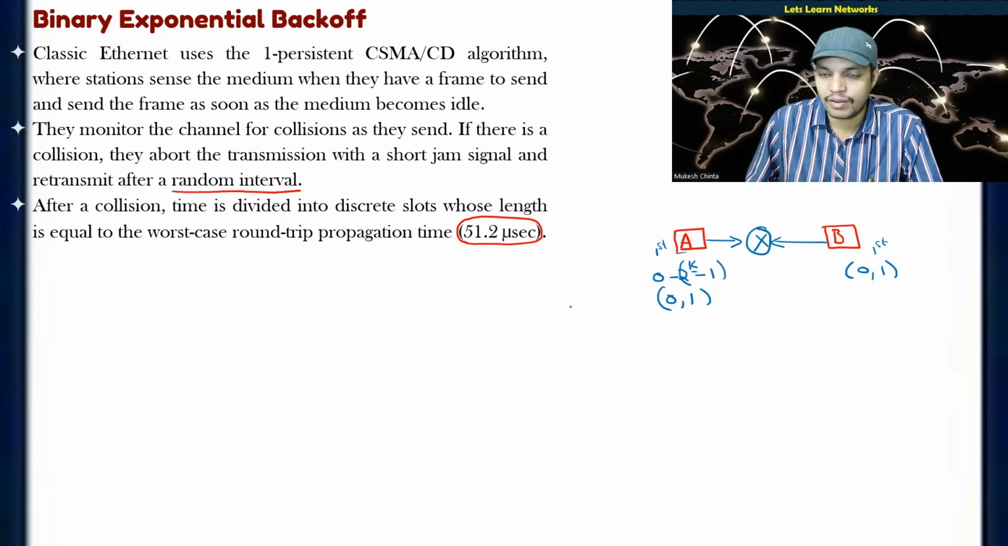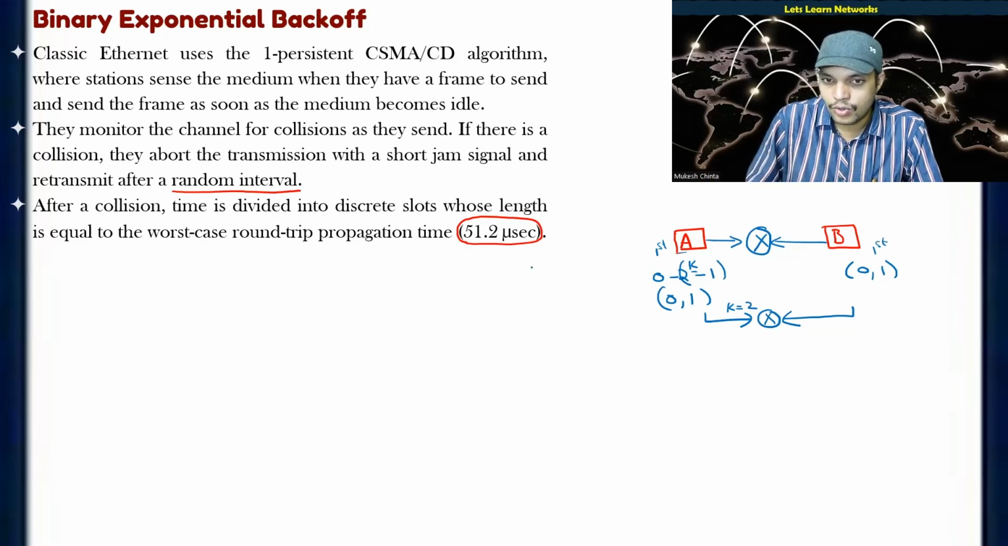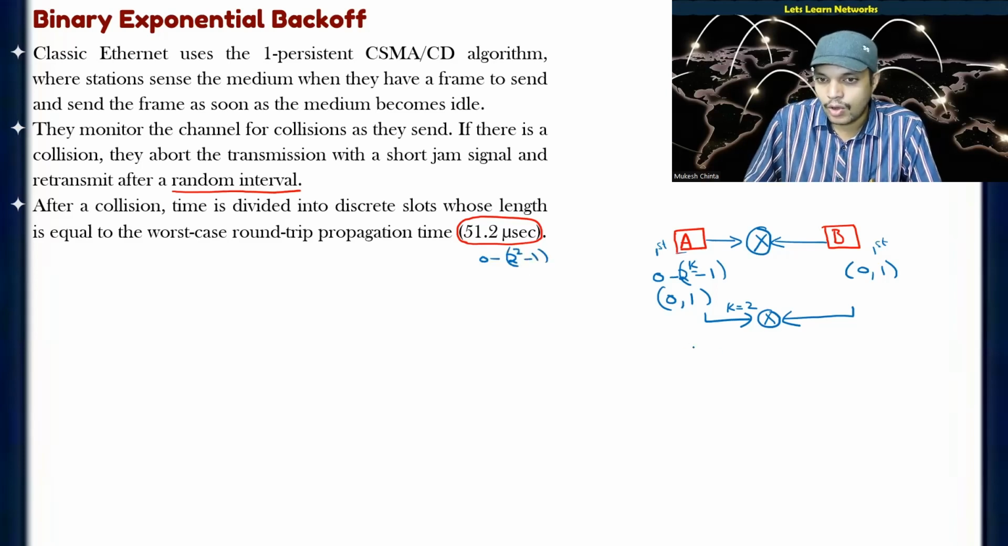That means they do not want to wait any longer. So immediately they try to transmit again after waiting 0 seconds. Immediately. So what will happen? Again collision will happen. Now K is equal to 2. Here K is equal to 1 because this is the first attempt. For the second attempt, K will become 2. So using this formula, 0 to 2 square minus 1 will give me, now A will have 0, 1, 2, 3. Similarly, B will have 0, 1, 2, 3.